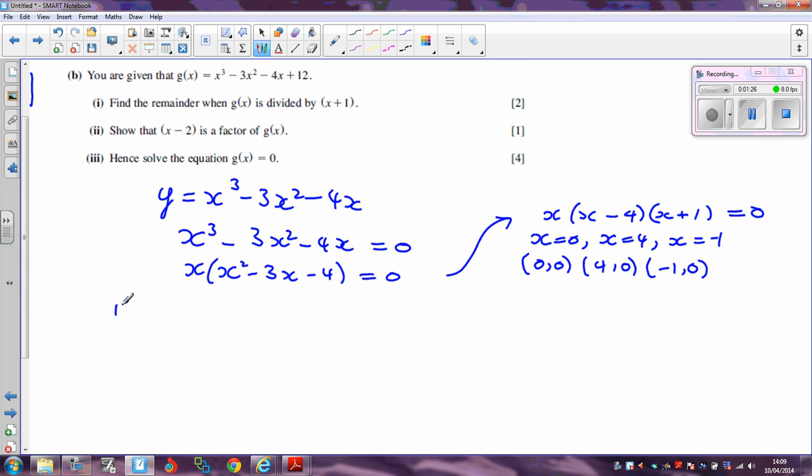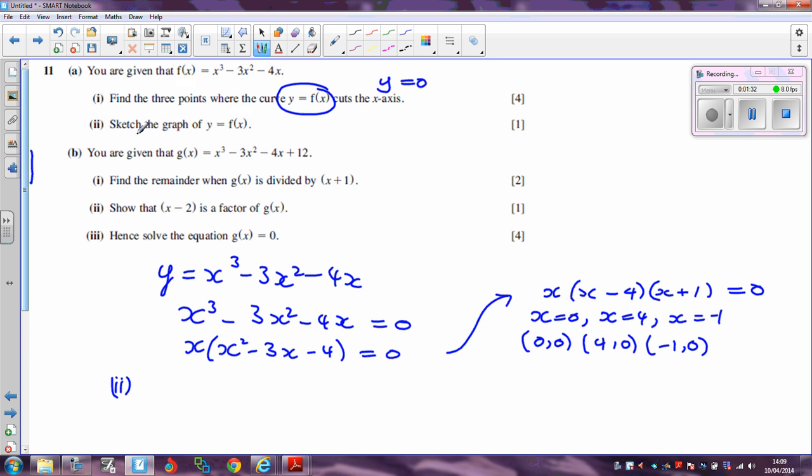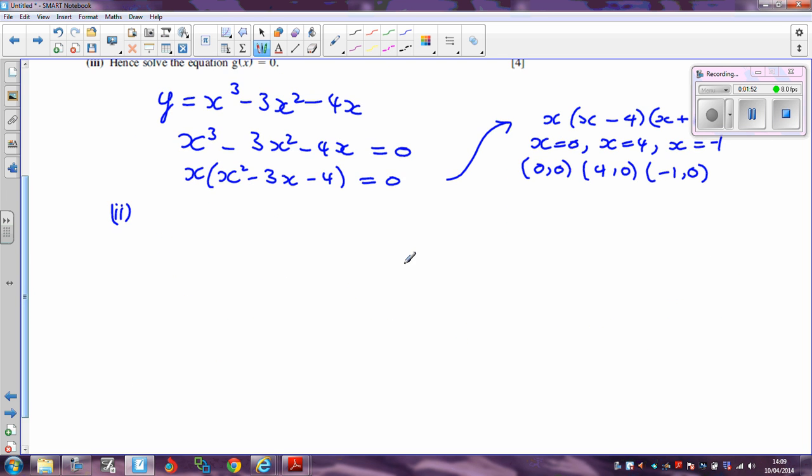Now, to sketch the graph, we've already got quite a lot of information. We know where the curve cuts the x-axis at these 3 points here. We also know the shape of the curve because we've got a cubic curve, which means that it's either going to look like that or it might look like that. In this case, though, the x cubed term is positive, which means the gradient starts positive, ends negative. So we're looking at this shaped graph, which cuts the x-axis in these 3 places.